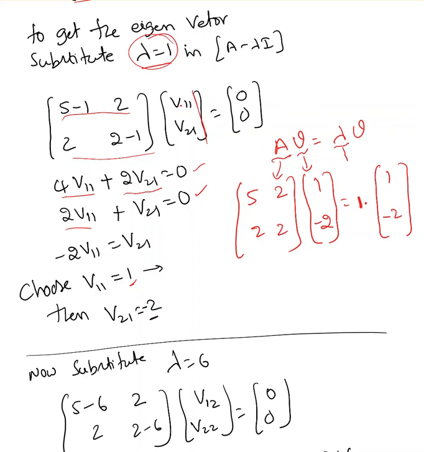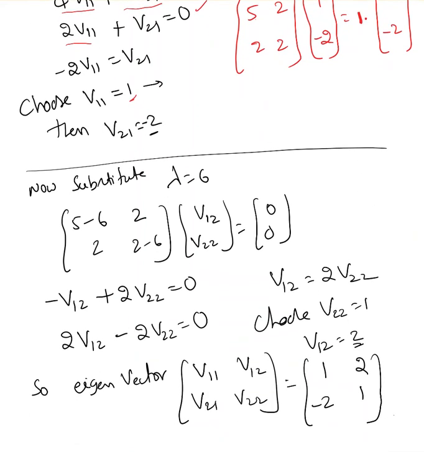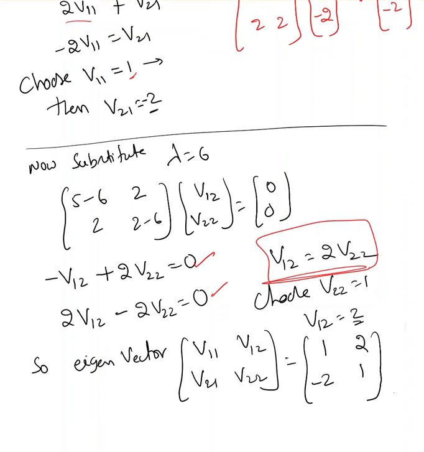Now I'm going to substitute lambda equal to 6. If I substitute lambda equal to 6, I get [5 minus 6, 2; 2, 2 minus 6] times [V12, V22], which are the eigenvector, must be equal to 0. When we write the other equation, we will end up with the same equations. Choose one value. I chose V22 equal to 1, so I end up with V12 equal to 2.